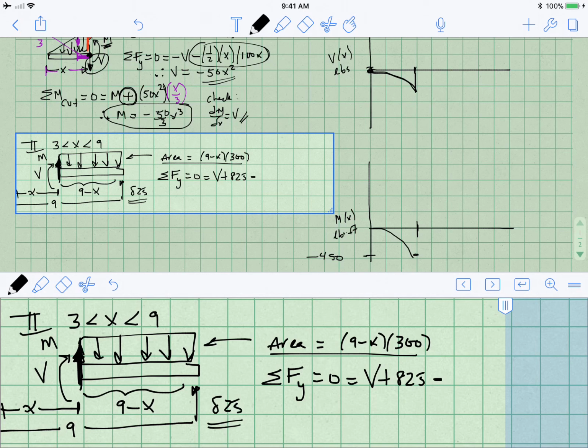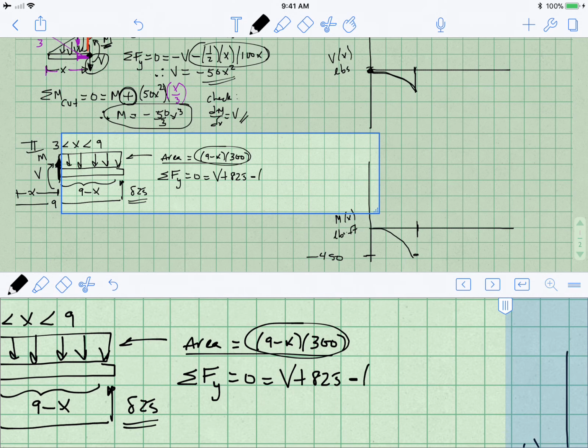So I'm going to subtract minus this portion right here, of 9 minus x times 300. So therefore, shear equals 9 minus x times 300 minus 825.